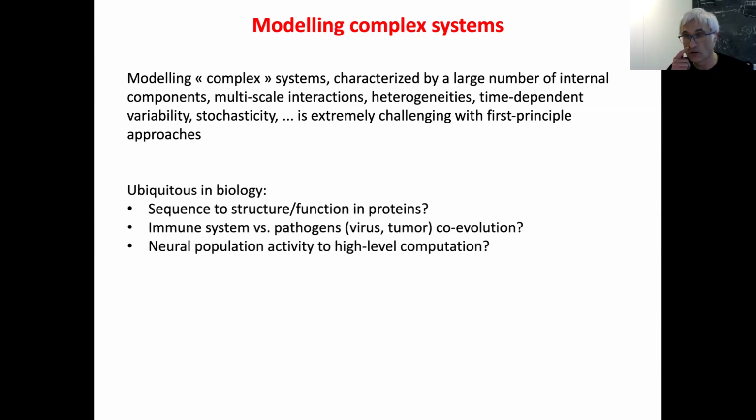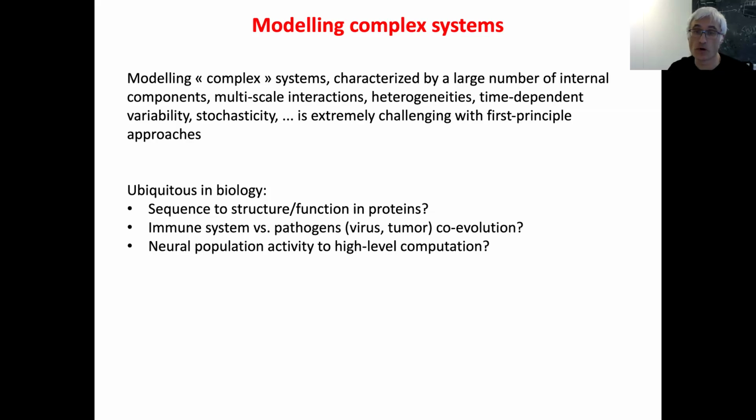The problem is that those systems are ubiquitous in science, especially in biology. I want to mention only three of them, but of course the list could be much longer. In particular, I think you have all heard about how to predict structure from sequence for a protein. This is a hard problem that people have tried to tackle for decades, and until recently, with the use of machine learning, it was very hard to do anything. I'm going to talk about that a little bit later.